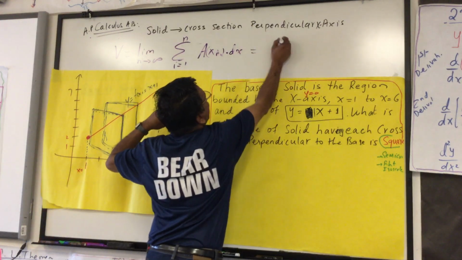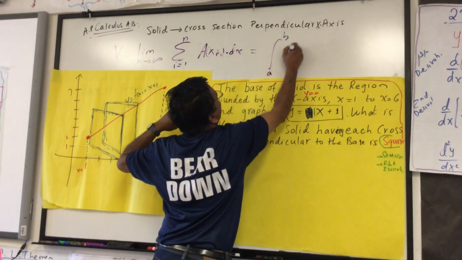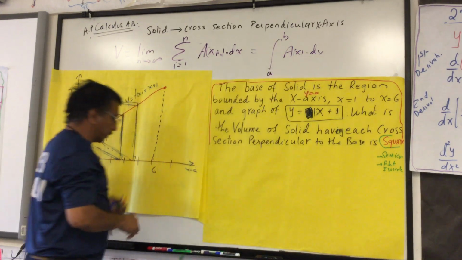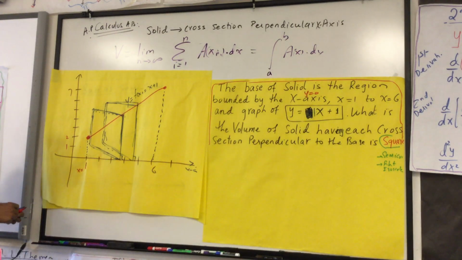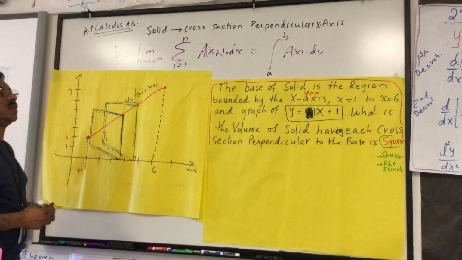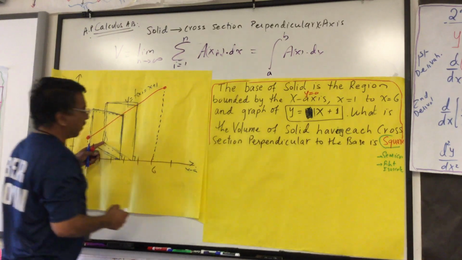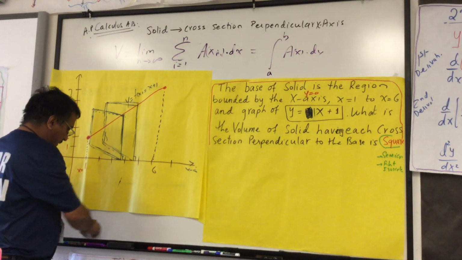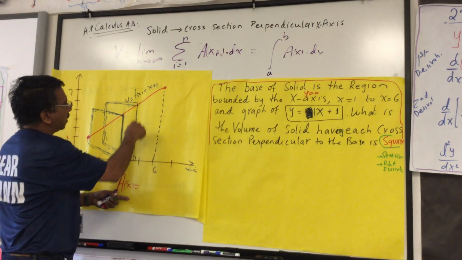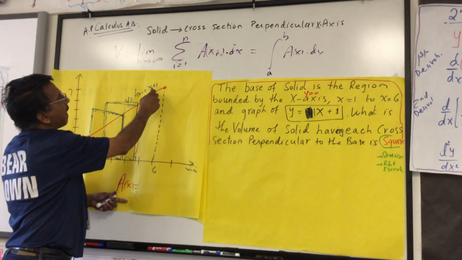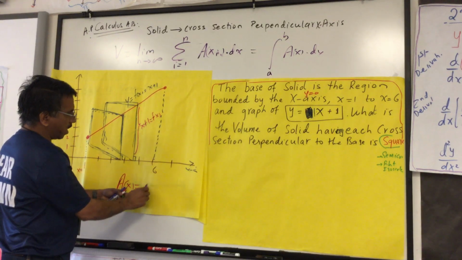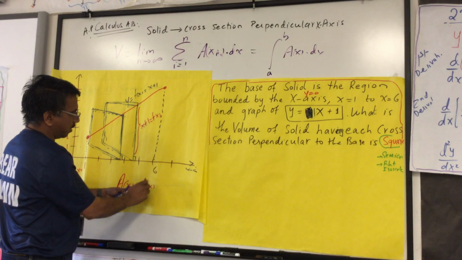But that itself is the Riemann sum, the integral from a to b of the area of one cross section. So that's the formula. How does this look? This problem is easy. The area of a square is side squared. The side is x plus 1, which is your f of x, so the area becomes f of x, the whole squared.